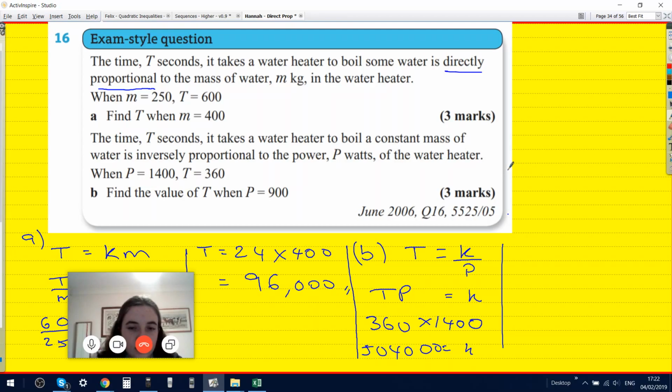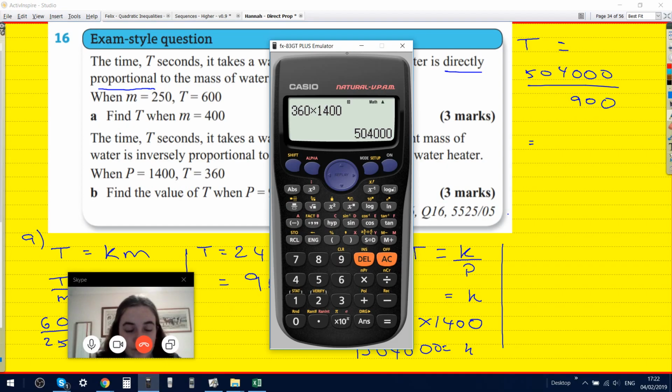So then T equals 504,000 over P. So the formula would be over P. Then for 900, it's 560. There we go.